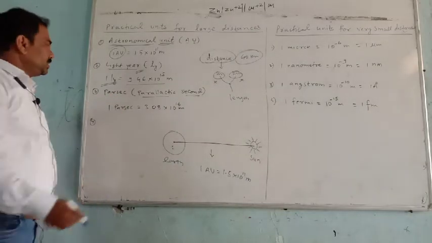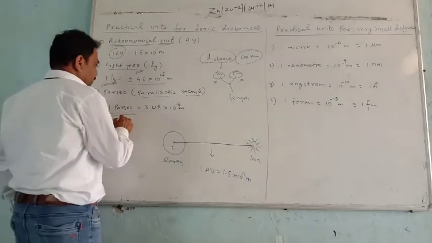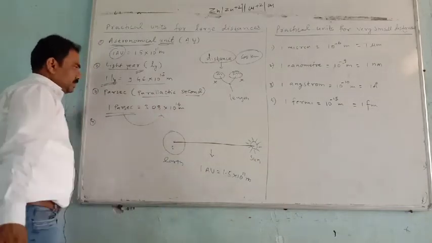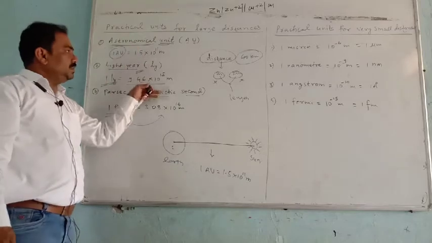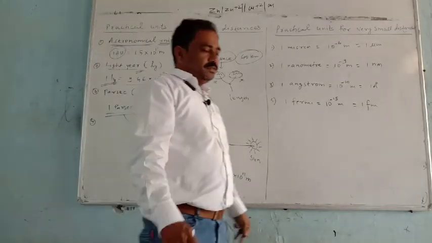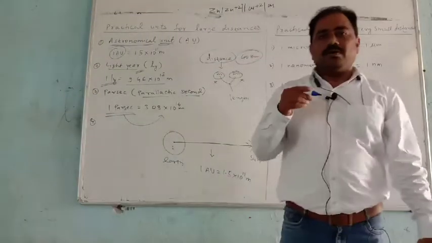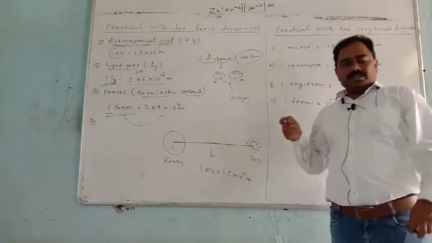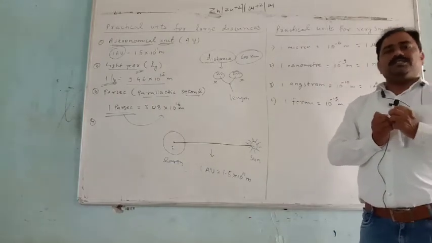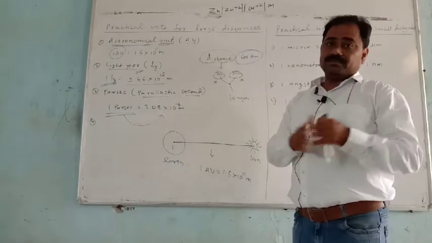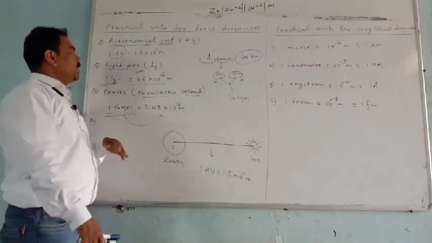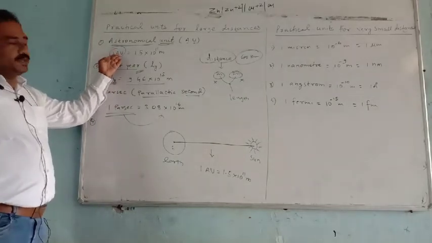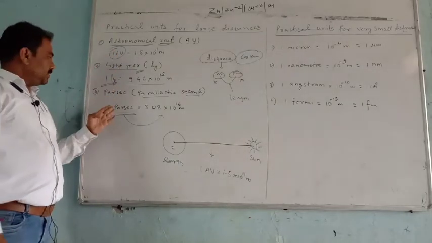So the correct value for 1 parsec is 3.08 into 10 to the power 16 meter. Now see, these are the 3 units which you have to use for measuring a distance. In short, distance means a large distance. The distance must be large. So for large distances you can use one astronomical unit, then 1 light year, then 1 parsec.